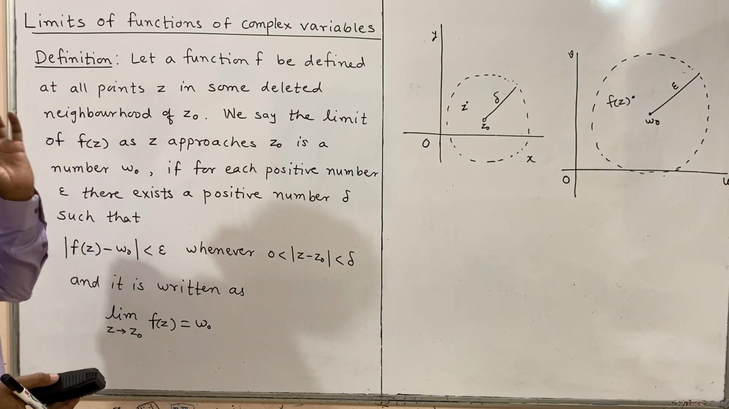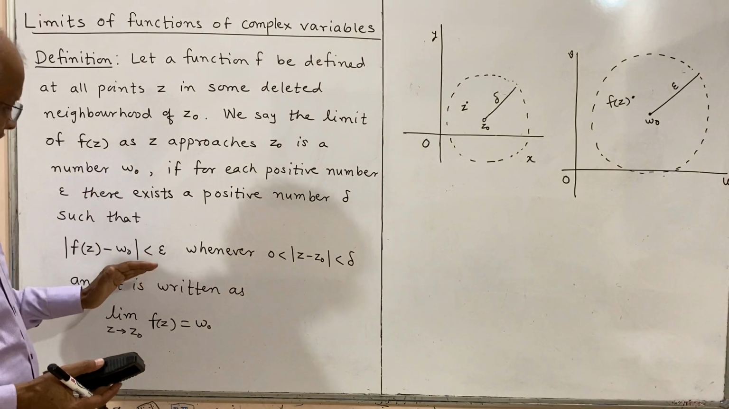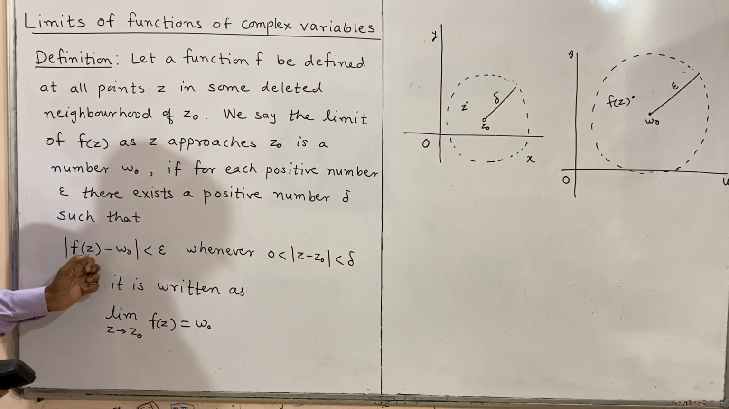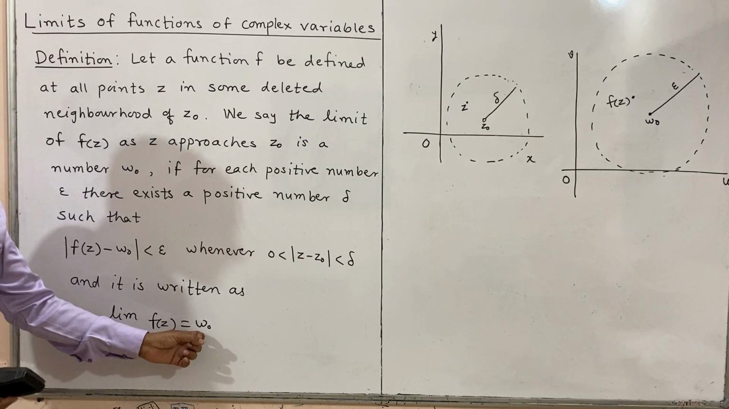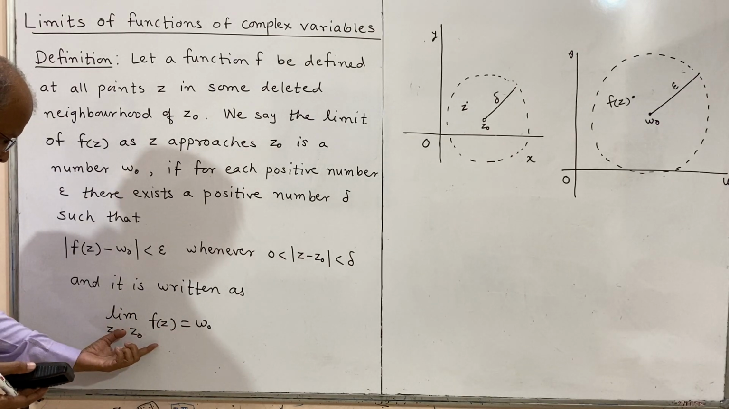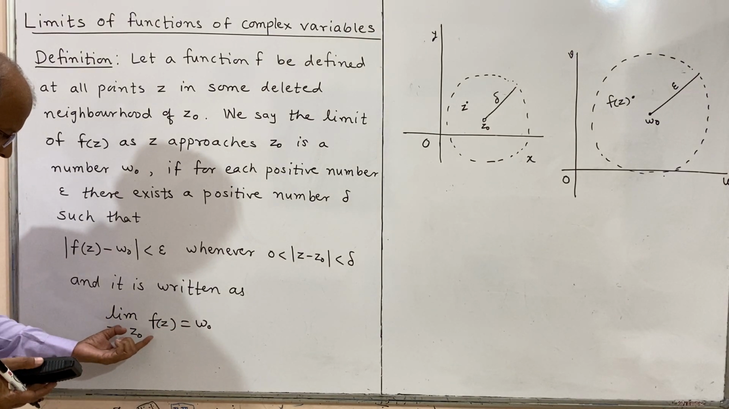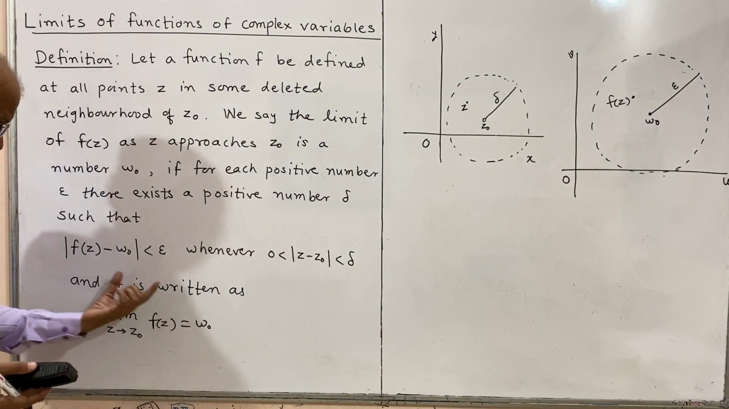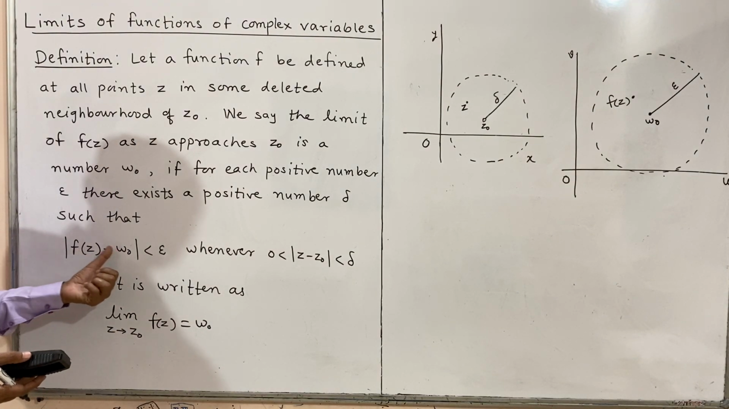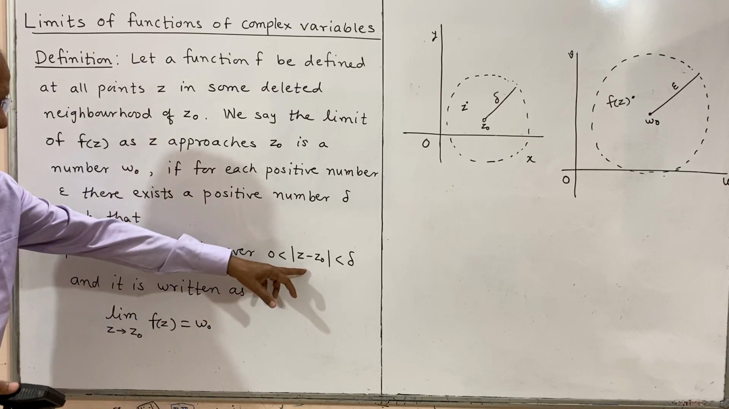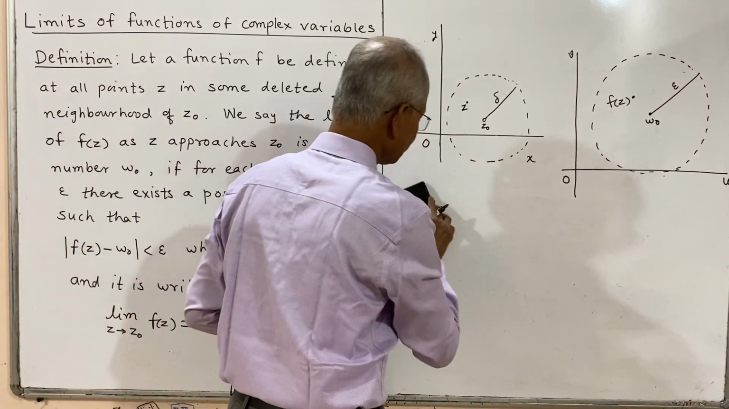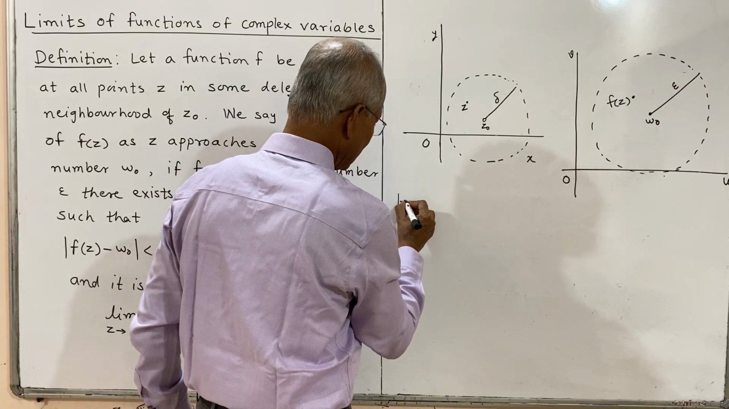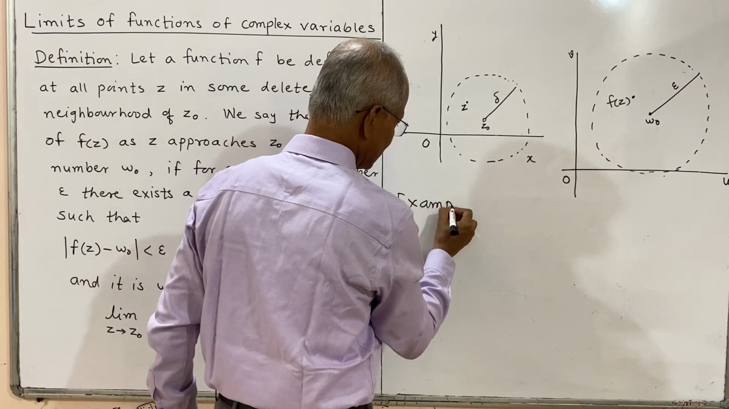Now we will have an example of how to use this definition to show the limit of a function is the given quantity, and this limit is denoted by limit z tends to z naught of f of z is equal to w naught. See, the limit of f of z is w naught as z approaches z naught. Now we will have an example, and then we shall show that the limit is unique.